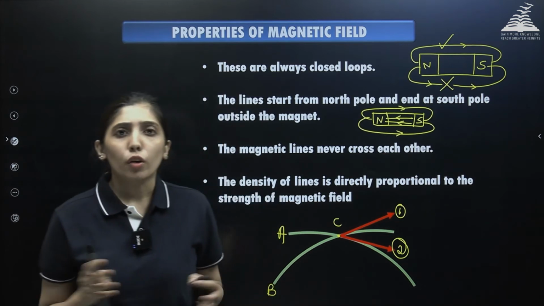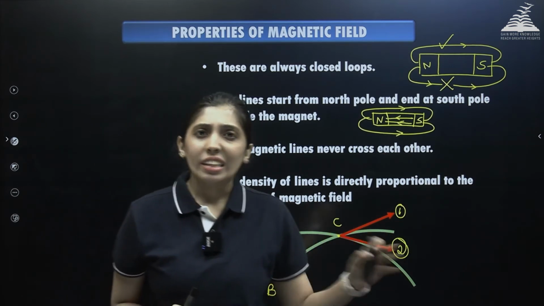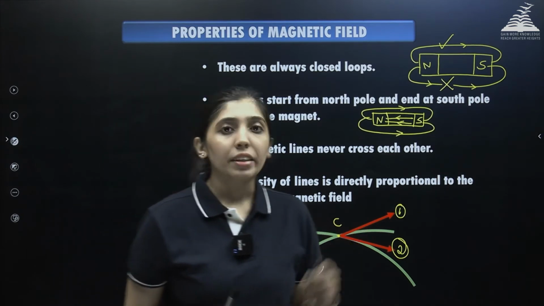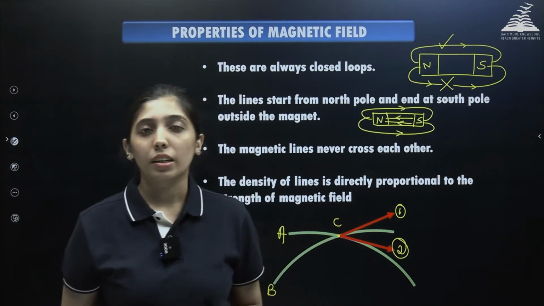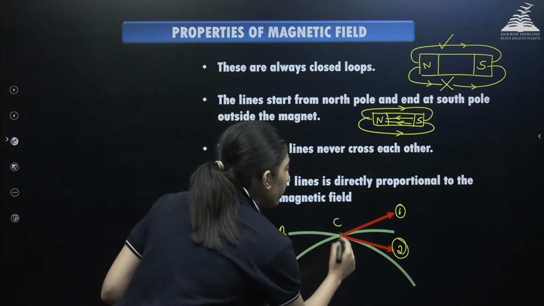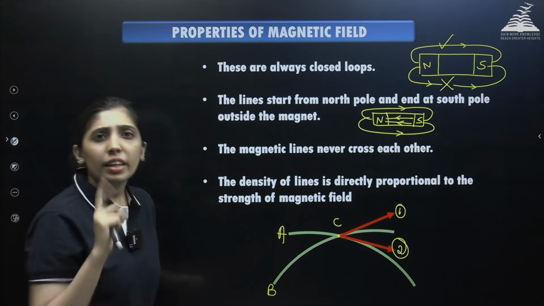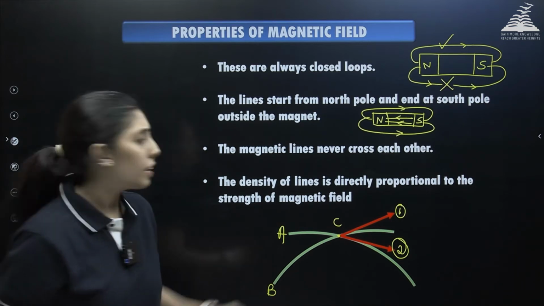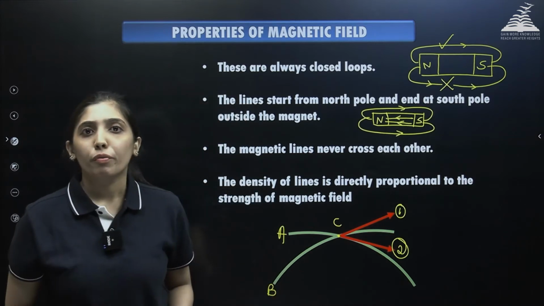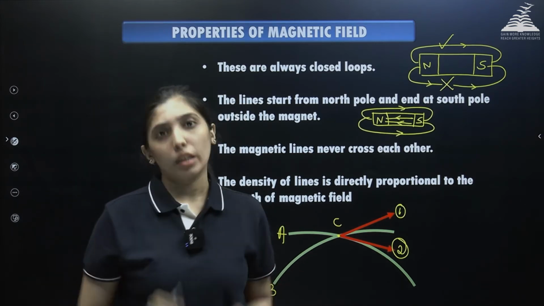For example, if you are in the middle of the road, you can either take a left or you can take a right. You cannot take a right and a left simultaneously. And also, the other logical thing is, when I keep a magnetic compass at C, it can deflect in only one direction. It cannot deflect in two directions. So, two magnetic field lines should never cross each other.